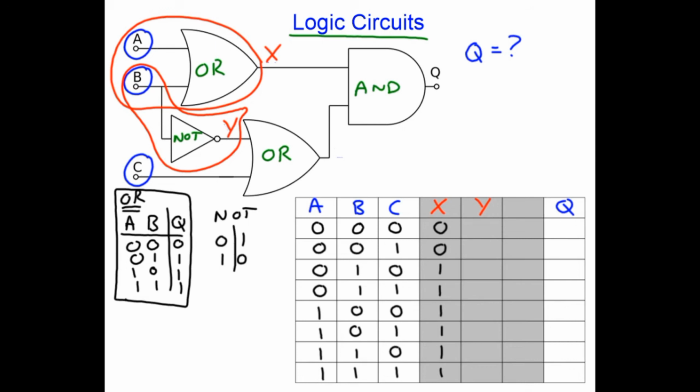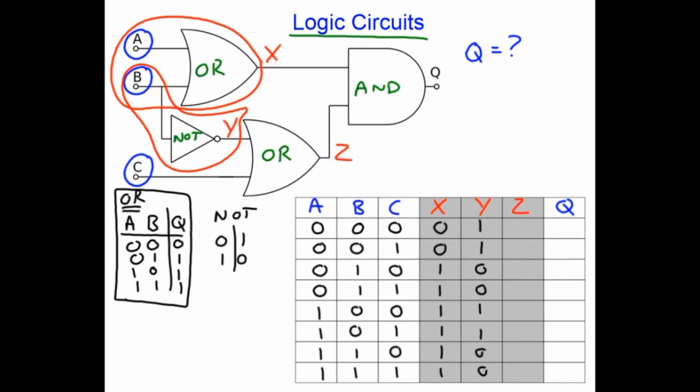So what we'll do is we'll take column B and we'll write it out. So B is 0, so Y is 1. B is 0, Y is 1. 1 becomes 0, 0, 0 becomes 1, 1. 1, 1 becomes 0, 0. So that's good. And now we'll take this point here, the output from the OR gate, as intermediate column Z.